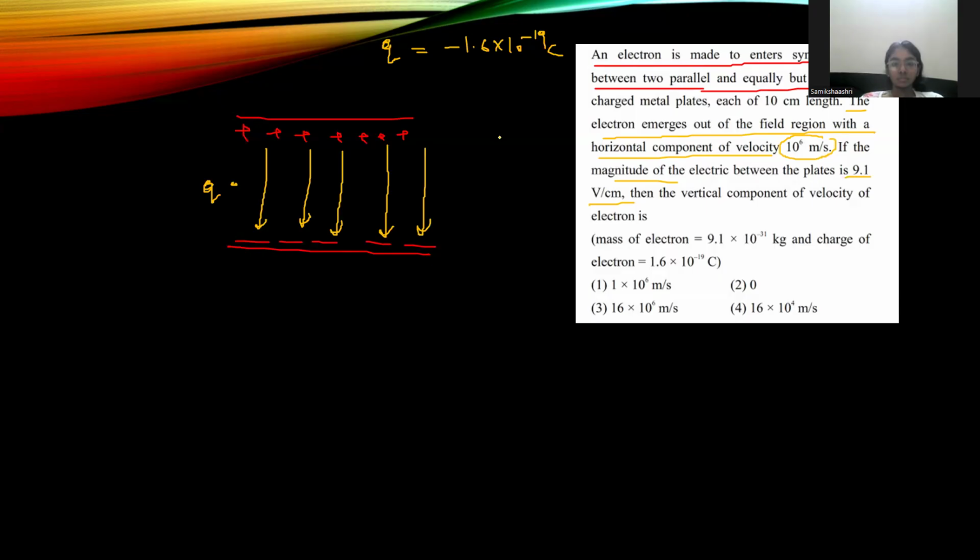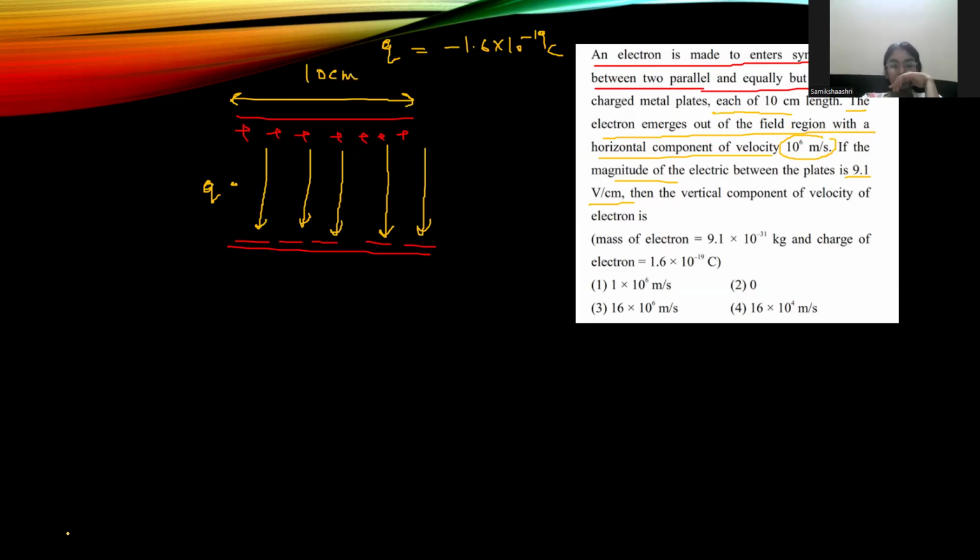Now tell me what they're asking: the vertical component of the velocity of the electron. Vertical component means projectile motion, a little bit. If you know projectile motion, then we have a horizontal component and a vertical component. If you know that, then you can solve this question easily. Also check this: each plate is 10 centimeter in length. So this is the length of the plate, 10 centimeter.